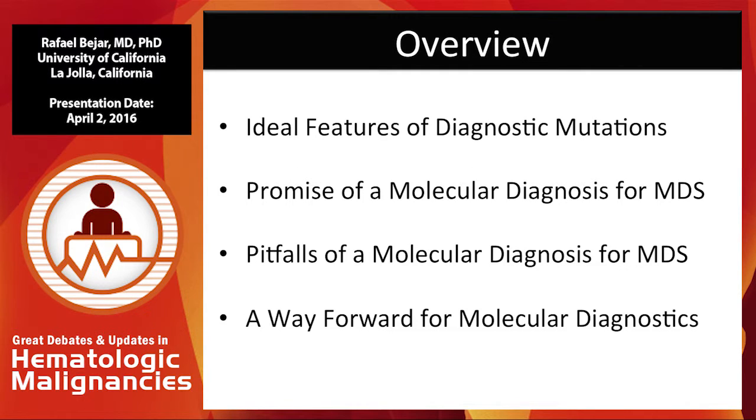So what I'll go through is first talk about what I think ideal features of a diagnostic mutation might be. What are the kinds of things that we would be looking for when looking for these markers that might help us make a diagnosis of MDS. And then I'll talk about why these things might be useful, why we might want them to help us make these diagnoses that can be challenging.